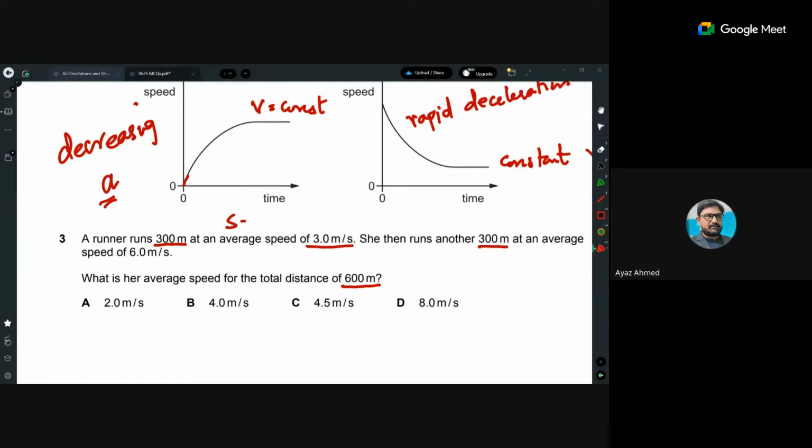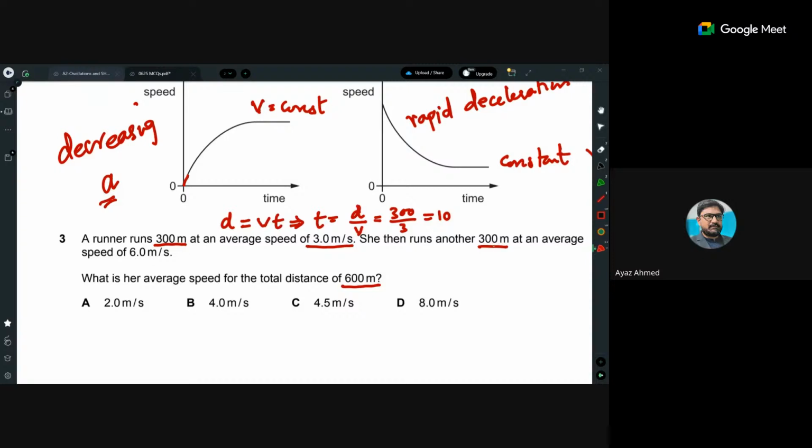By using the distance formula, S equals VT, you will calculate time. For your convenience, you can write it as D equals VT, and time will be distance divided by speed. So distance is 300 divided by 3. So she is taking 10 seconds. Got it?